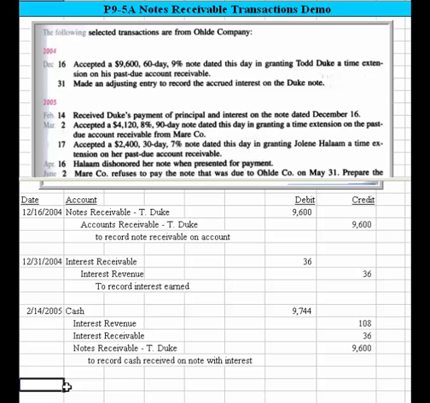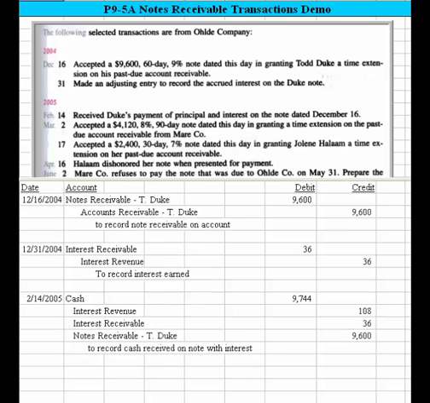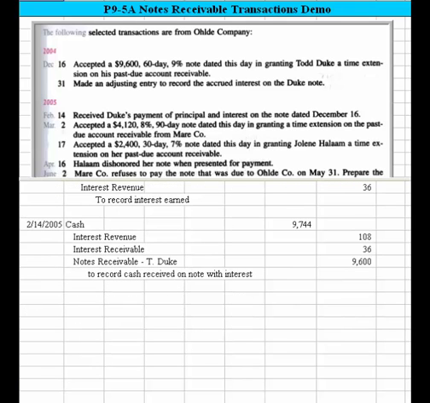Okay, and that takes care of our entry through February 14th. Now let's tackle the March 2nd transaction, which is we accept a $4,120 8% 90-day note dated today, granting another time extension on a past-due account from the Mayor Company. Why don't we slide up a little bit so we have a little room to see where we're at.